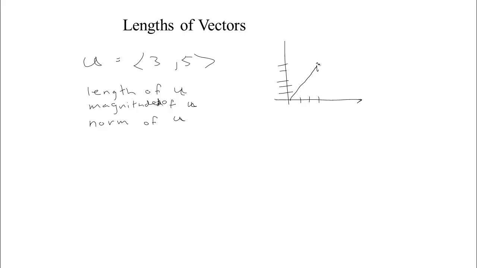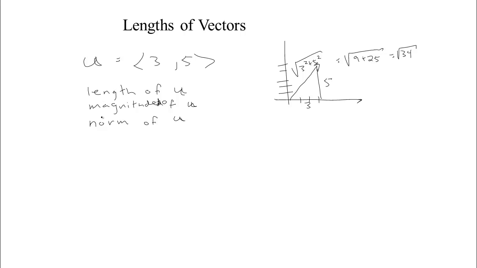So by the Pythagorean theorem, if you go over 3 and up 5, then the length of the hypotenuse here is the square root of 3 squared plus 5 squared. So we have the square root of 9 plus 25, which would be the square root of 34, the length of this vector u.